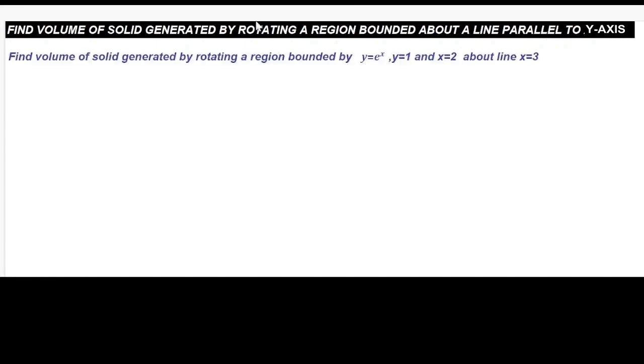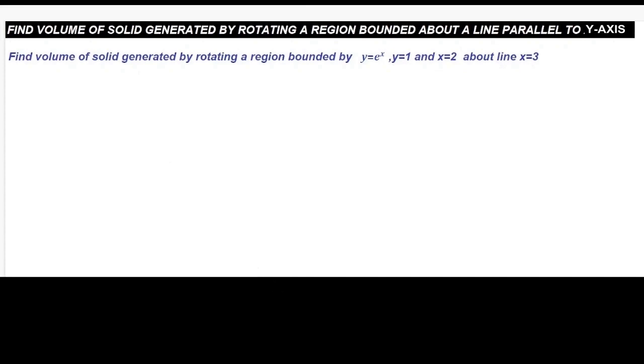This is the example we have. We have to find the volume of the solid generated by rotating a region bounded by the curve y is equal to e to the power x and the lines y is equal to 1 and x equal to 2, and this bounded region is rotated about the line x is equal to 3.